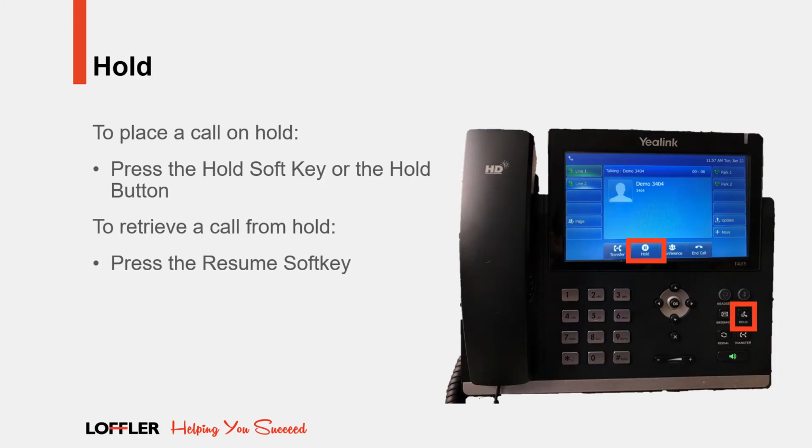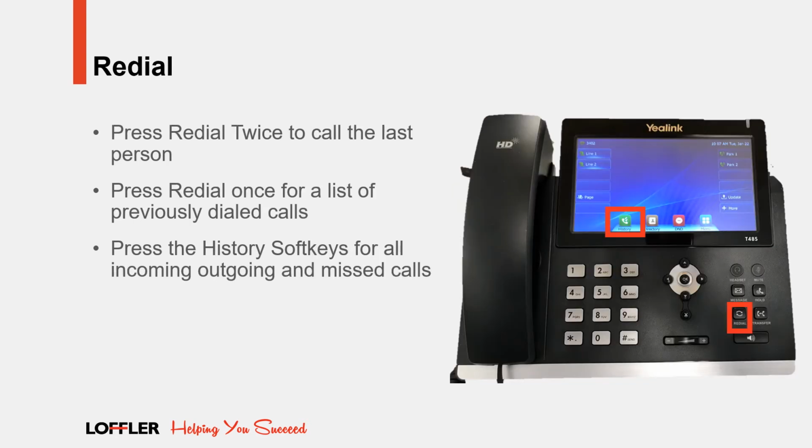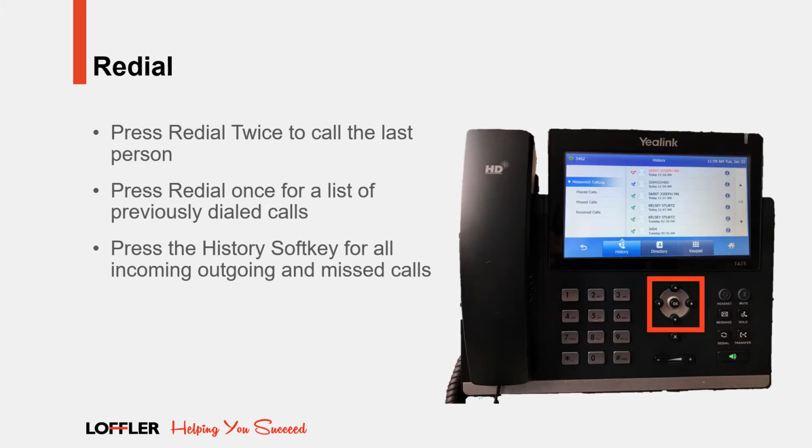To place a call on hold, press the Hold soft key or the Hold button. To retrieve a call from hold, press the Resume soft key or press the flashing line key. To redial the last person that you called, press the Redial button twice. To get a list of your calls, press Redial once, or press the History soft key to get a list of all incoming, outgoing, and missed calls. Using the navigation keys, scroll through and select the person that you would like to call back, and select Send.